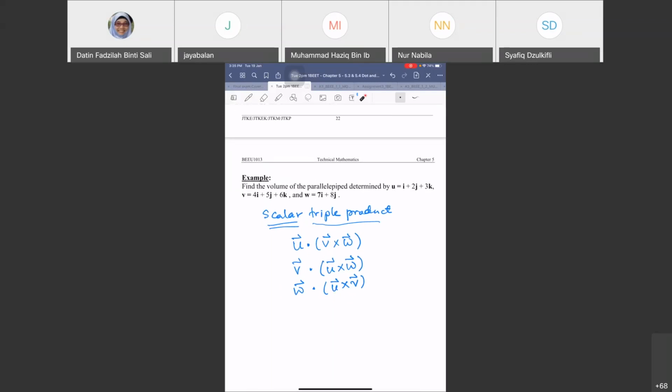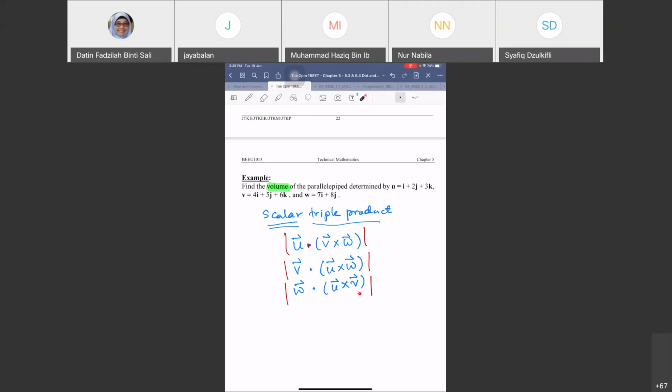And when it comes to volume, that means it involves magnitude. Why must we have that magnitude? In fact, when we dot, we already got our scalar number, isn't it? It's already a scalar number. So why need this magnitude? For the scalar triple product for volume, this magnitude representation can also be referred to as your absolute value.